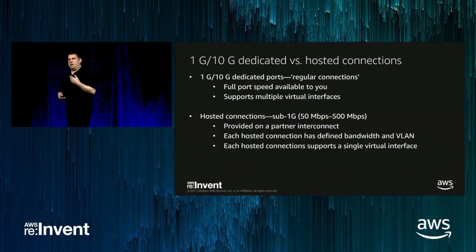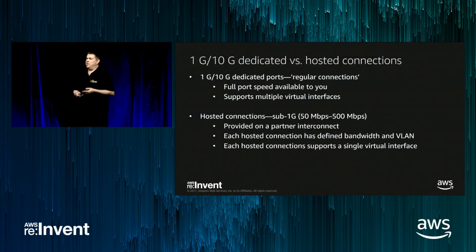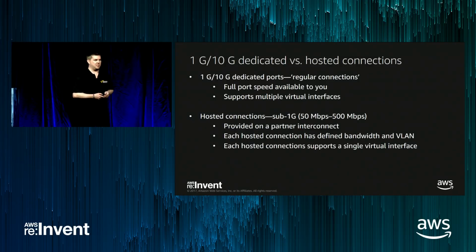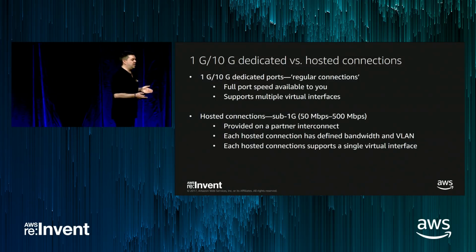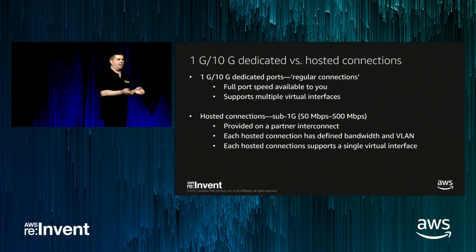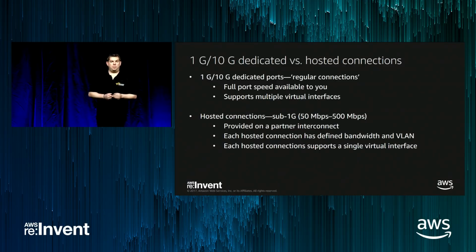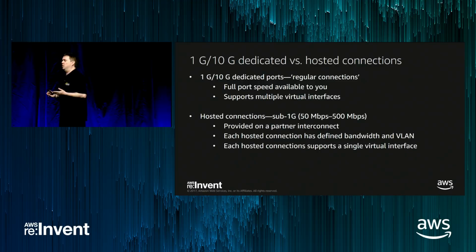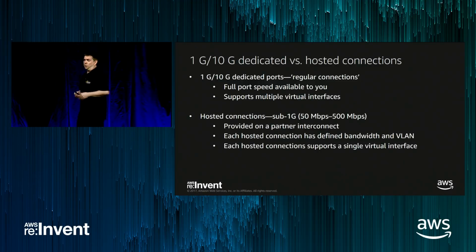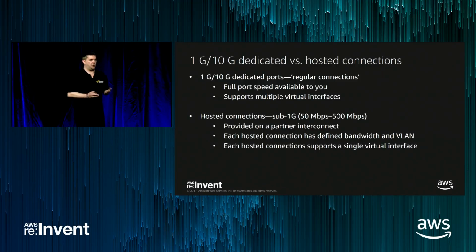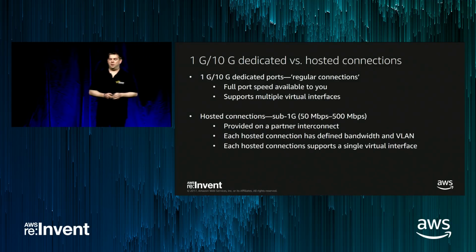Now, as a result of assigning that VLAN, we need to consider the impact on virtual interfaces. A virtual interface is defined via VLAN tag and a BGP session. One of those decisions has just been made for you by the partner. So as a result, this hosted connection now only supports a single virtual interface. You can, of course, have multiple hosted connections. That's not a problem. But you just need to consider that each one of them supports a single virtual interface.